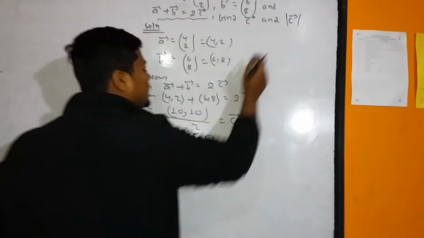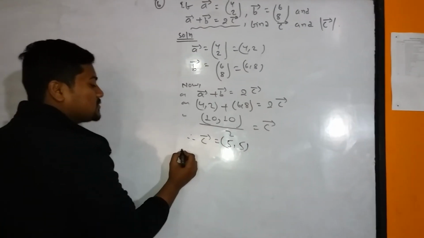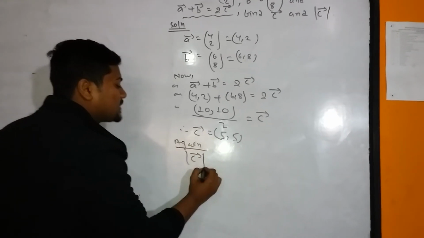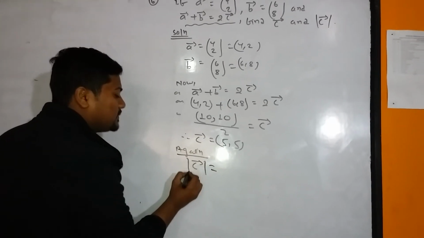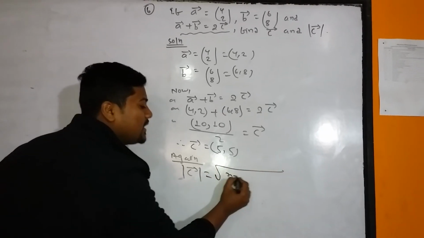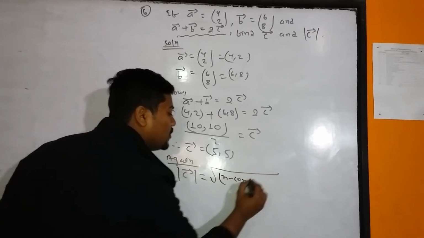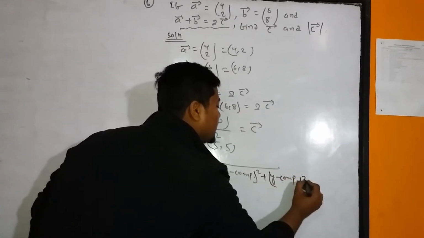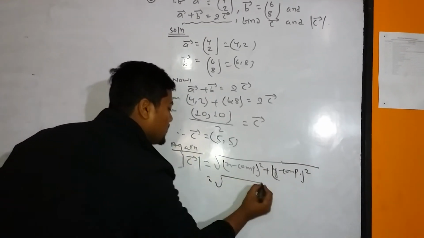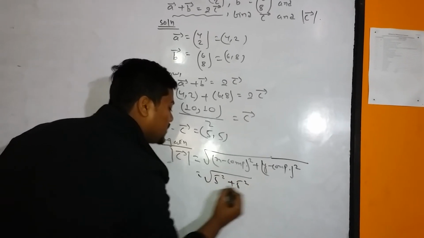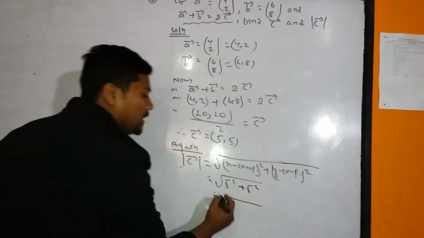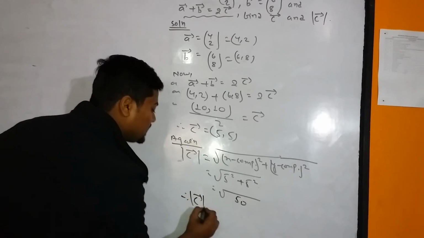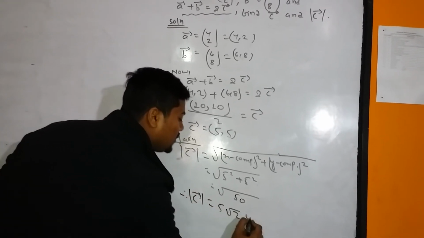Now we have to find the magnitude of C vector. Magnitude of C vector means root under x component whole square plus y component whole square. 5 square plus 5 square, what will come? 50. 50 is equal to 5 root 2 unit.